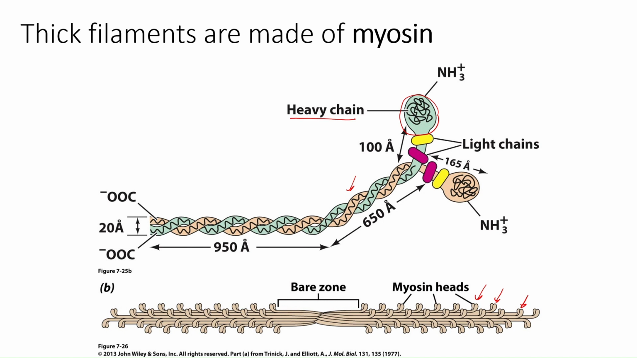The other main components of myosin are these light chains, and you can see we have 4 of them on one myosin. Each light chain is about 20 kilodaltons, so they're much smaller, hence light chains. And when you look at a myosin molecule as a whole, on the bottom right, we have all these different heads that are sticking out of this thick filament that we see down here.